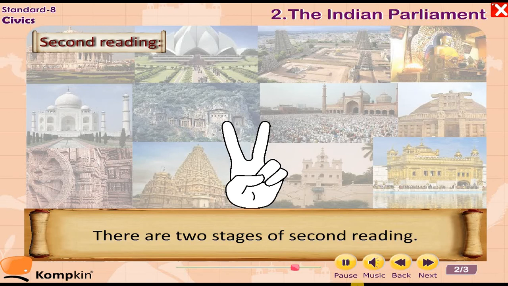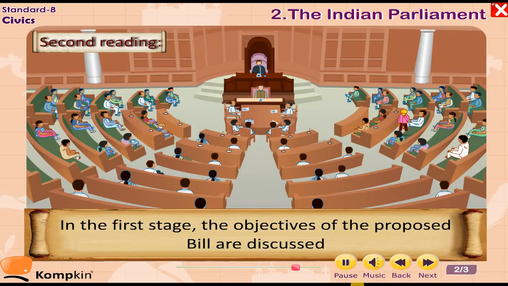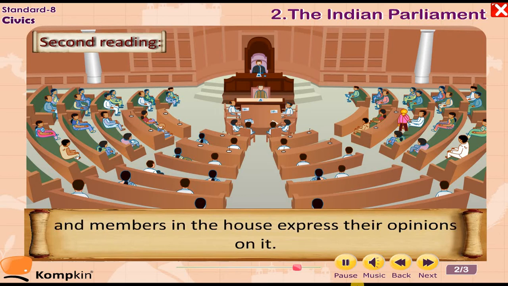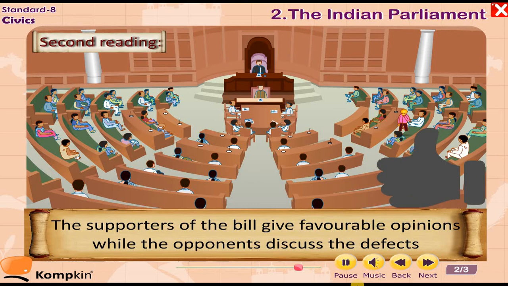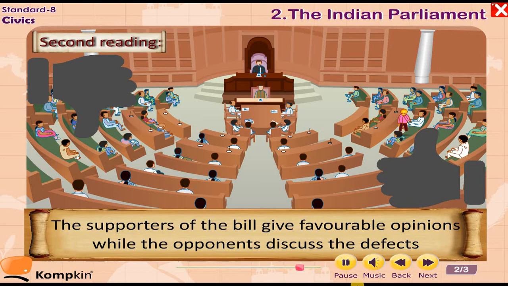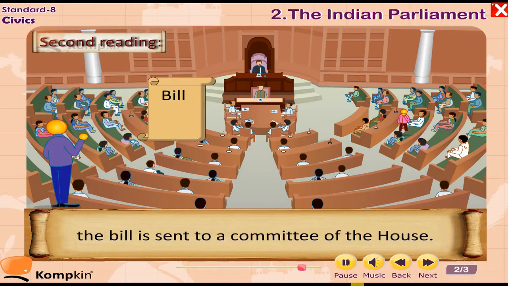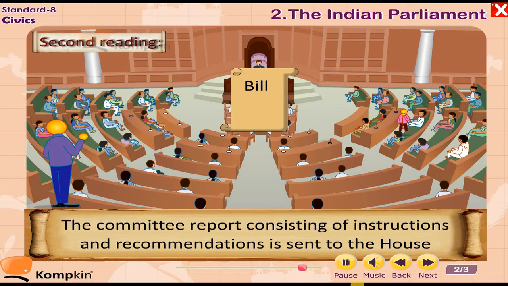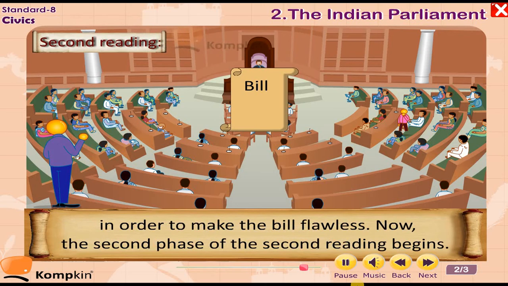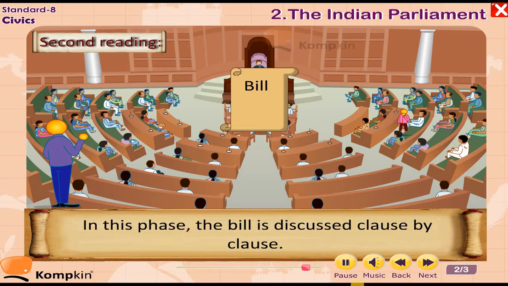Second reading. There are two stages of second reading. In the first stage, the objectives of the proposed bill are discussed and members in the House express their opinions on it. The supporters of the bill give favorable opinions while the opponents discuss the defects and faults in the bill. After the discussion within the House, as per the requirement, the bill is sent to a committee of the House. The committee report consisting of instructions and recommendations is sent to the House in order to make the bill flawless.